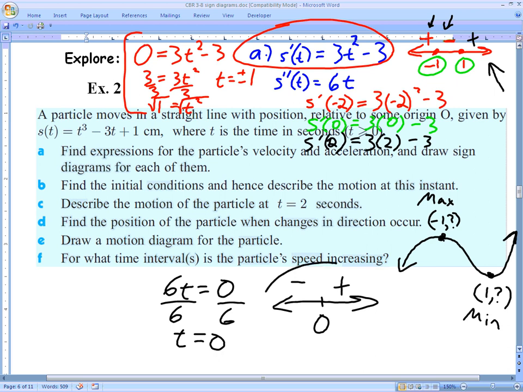This tells us whether we're slowing down or not. And anything before 0, we were slowing down. Anything after 0, we were speeding up.